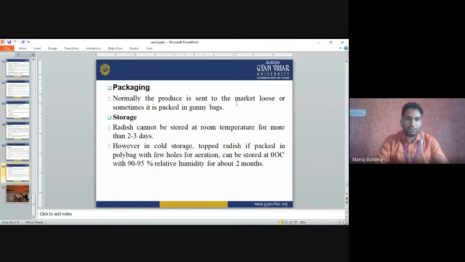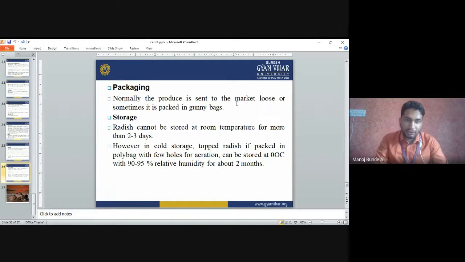However, in cold storage, the topped radish is packed in poly bags with a few holes for aeration. It can be stored at 0 degree centigrade temperature and 90 to 95% relative humidity for about 2 months. So if we keep the radish in cold storage in polythene bags, we have to make some holes so that the air can pass, and then we can store it for 2 months.